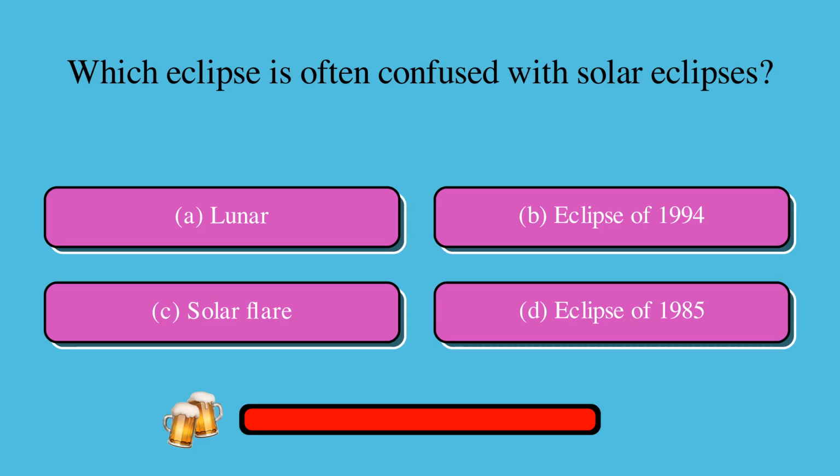Which eclipse is often confused with solar eclipses? Is it A, lunar, B, eclipse of 1994, C, solar flare, or D, eclipse of 1985? The correct answer is A, lunar.